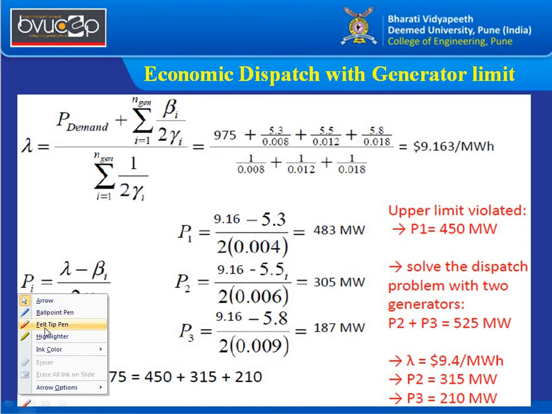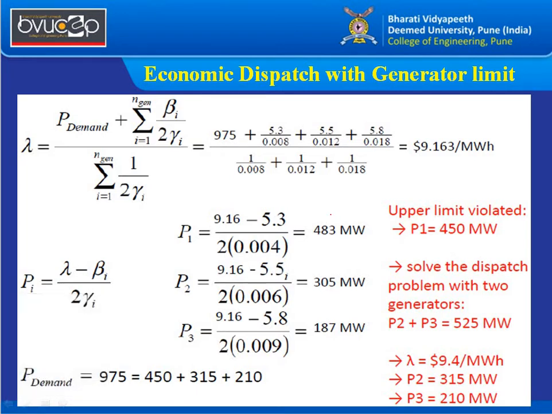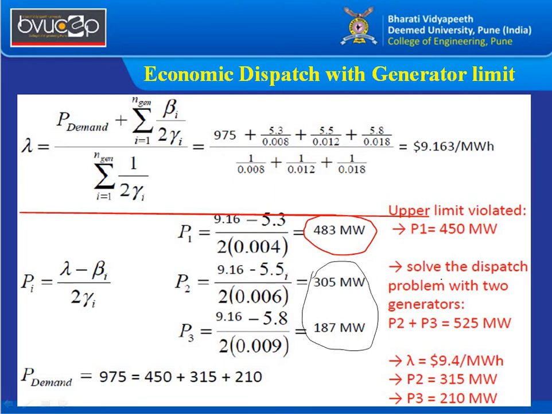So here what we can say is that 483 megawatt is creating a problem because it is violating the limit. So what we have to do is solve for the remaining two values, that is 305 megawatt and 187 megawatt. We will form these two equations and solve them again.